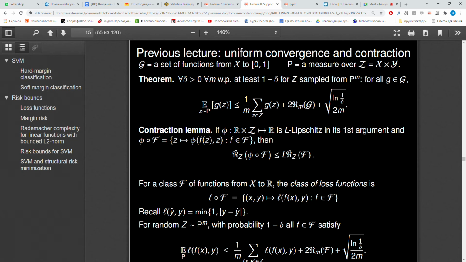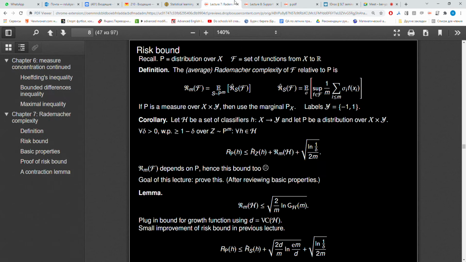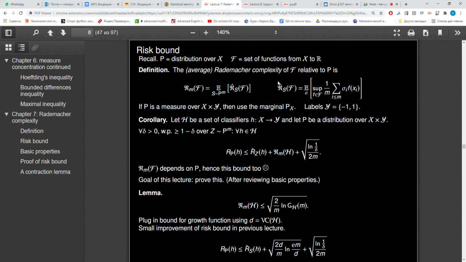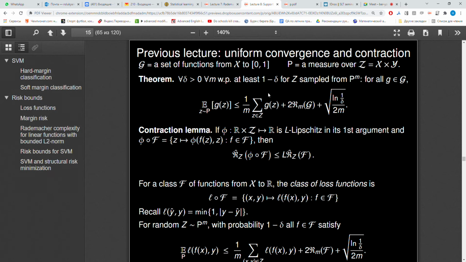But the main idea is that the empirical risk could be bounded for a composition of functions, can be bounded with the Lipschitz constant multiplied by the empirical Rademacher complexity of the set of functions f on the list z. It's really complicated to pronounce, sorry.